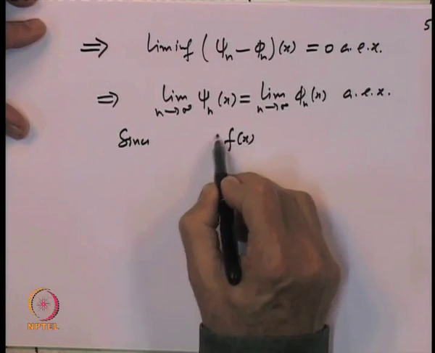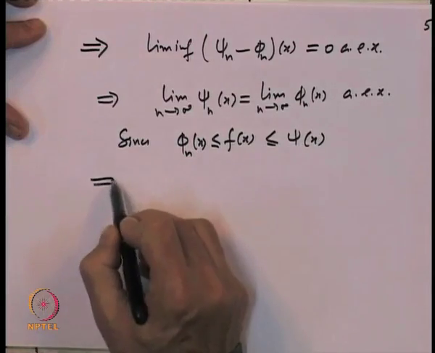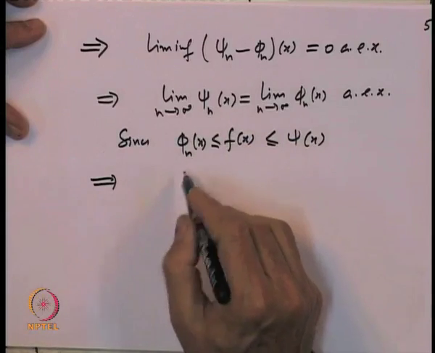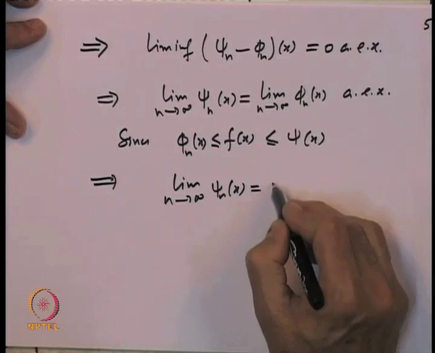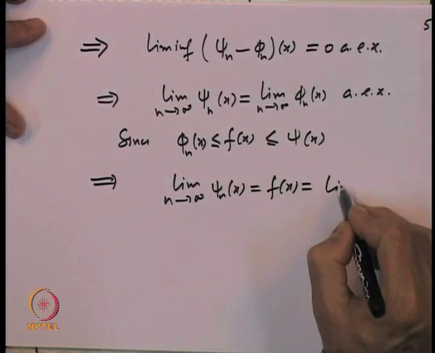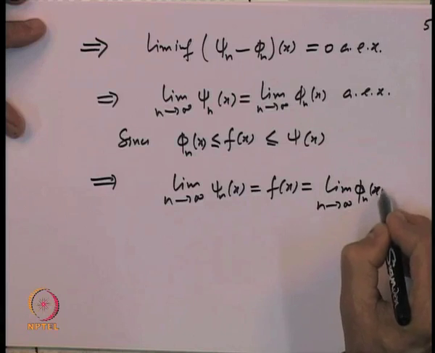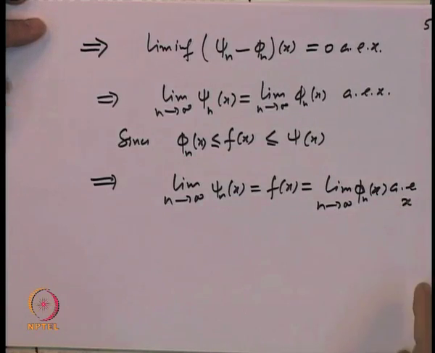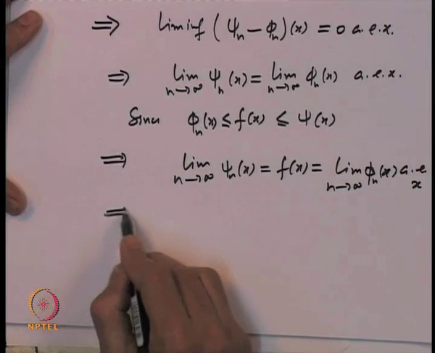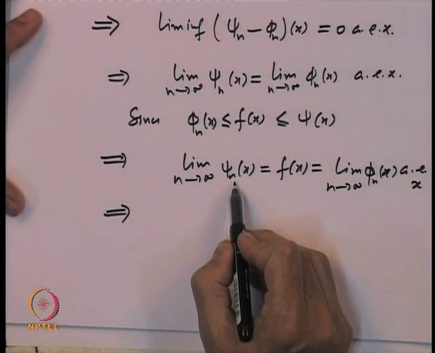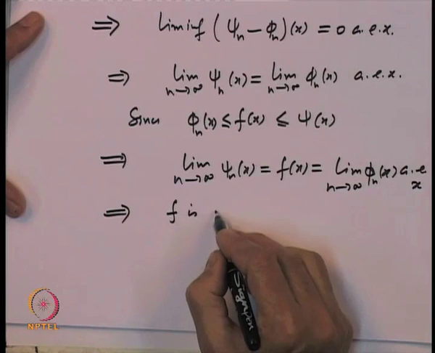But we know that f of x is between phi n x and psi n x. Along with the earlier fact, this implies that the limit as n goes to infinity of psi n x must actually be equal to f of x, and equal to the limit as n goes to infinity of phi n of x for almost all x. This must happen, but because each psi n is a measurable function and each phi n is a measurable function, this implies f is measurable.